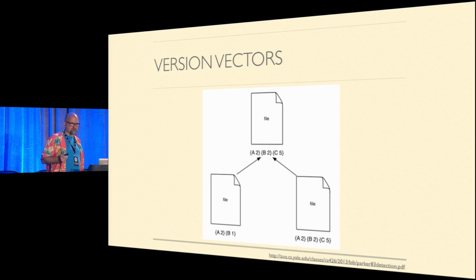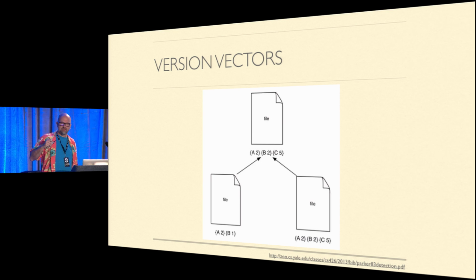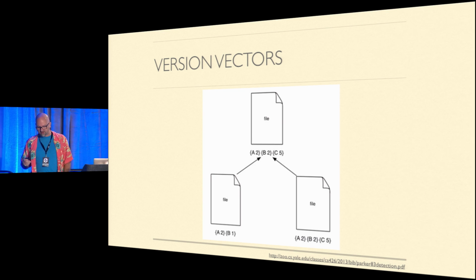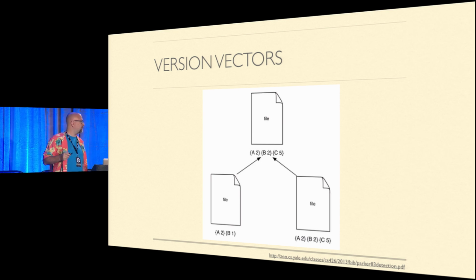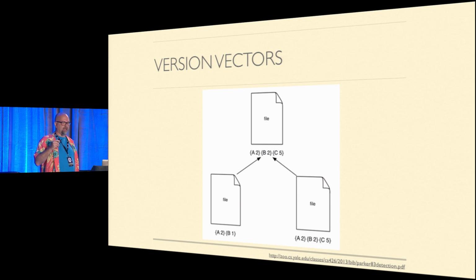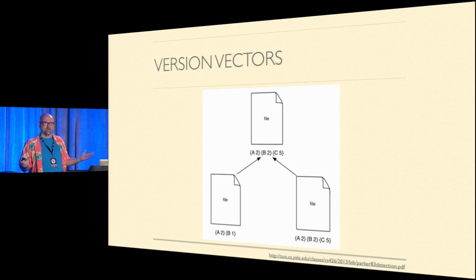So, the version vectors that this paper introduces. Again, they were focused on, in this case, global file state. So the problem they were trying to solve with this is, if I edit a document on both sides of a network partition, how do I reconcile that after the fact?